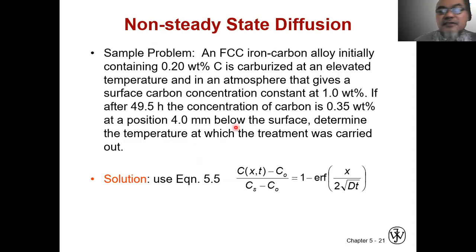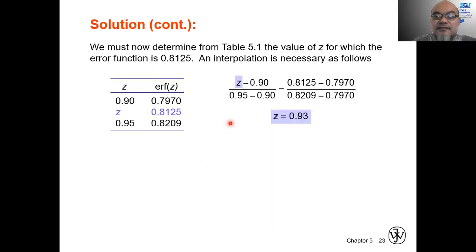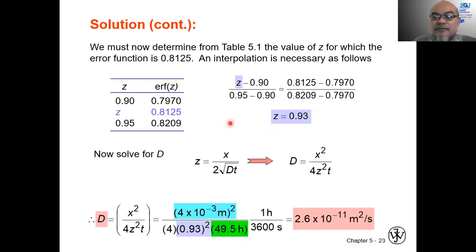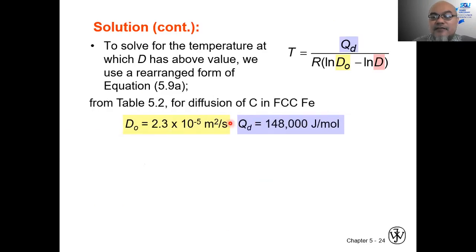And then to reach 0.35 weight percent of carbon at 4 millimeter below the surface, this is non-steady state diffusion. So far, understandable? Any questions?